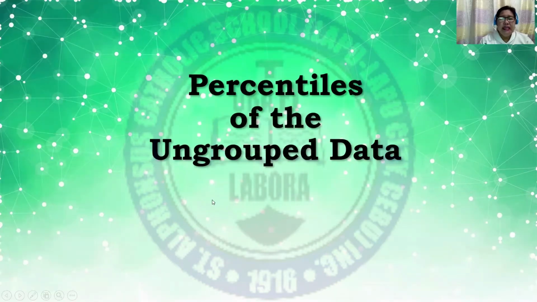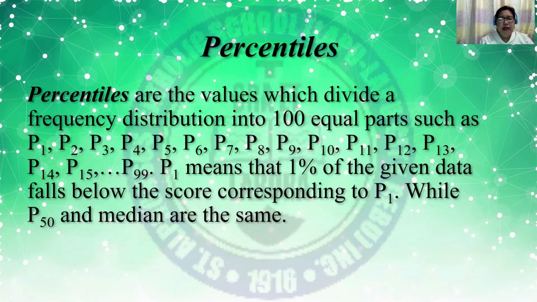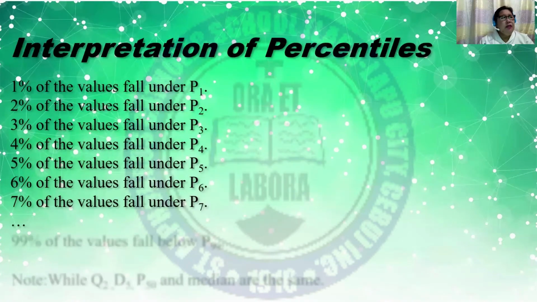Next, let us have the percentiles of the ungrouped data. Percentiles are the values which divide a frequency distribution into 100 equal parts, such as P sub 1, P sub 2, and so on until P sub 99. P sub 1 means that 1% of the given data falls below the score corresponding to P1, while the 50th percentile and the median are the same. The interpretations of the percentiles are the following.